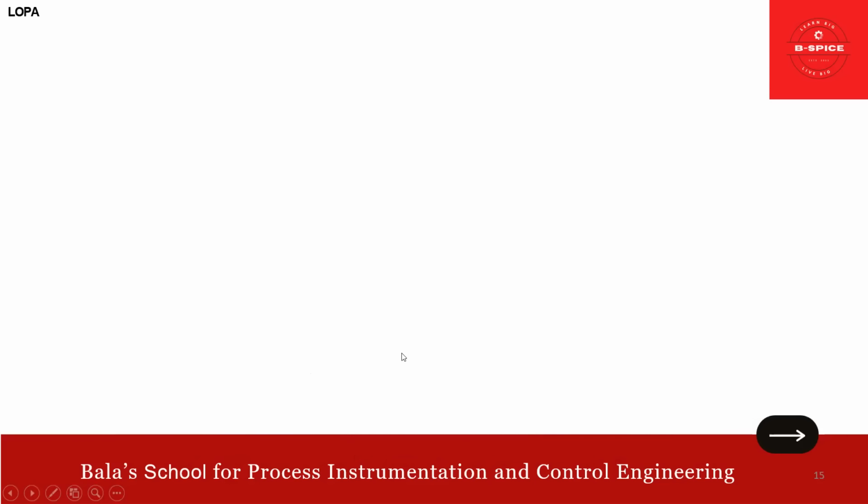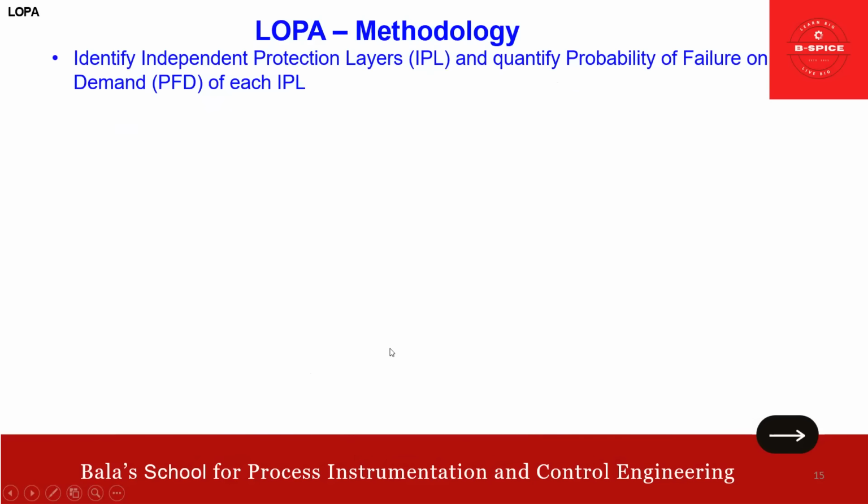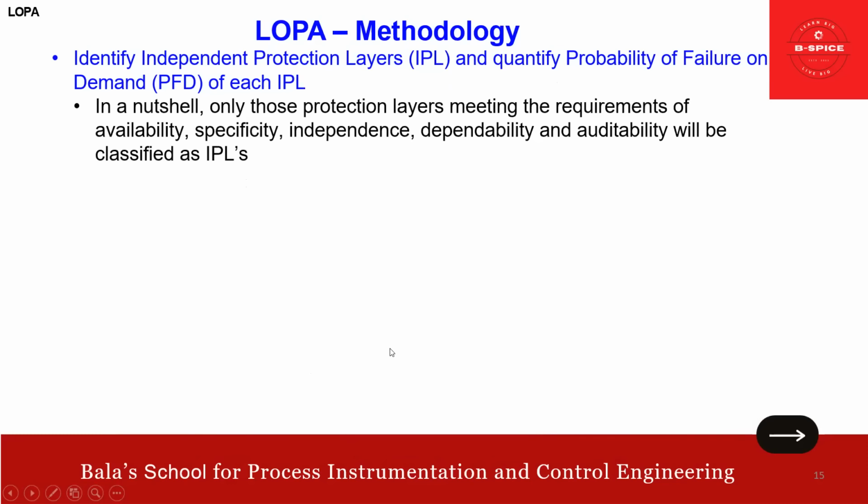Right, friends. Now comes the main part. In a nutshell, only those protection layers meeting the requirements of availability, specificity, independence, dependability, and auditability will be classified as IPL. As simple as that. Okay, friends. Other assumptions now.